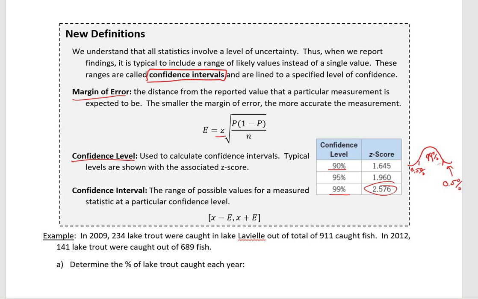And now that we have it, we can use the confidence level to determine our Z-score. The Z-score goes into calculating our margin of error, and then the margin of error is used to create what we call our confidence interval. So that would be our value that we're studying minus the margin of error for the lower bound and plus the margin of error for the upper bound.